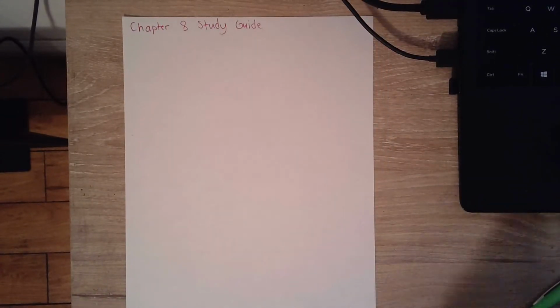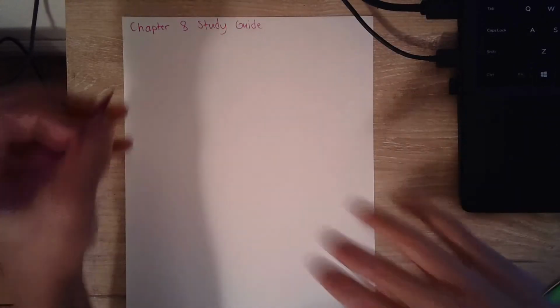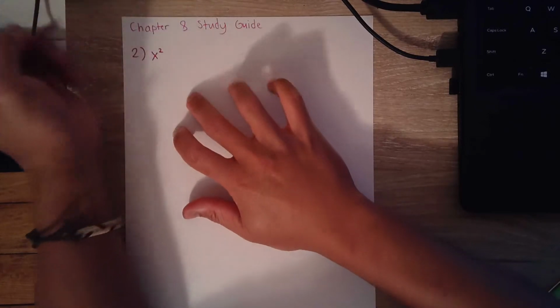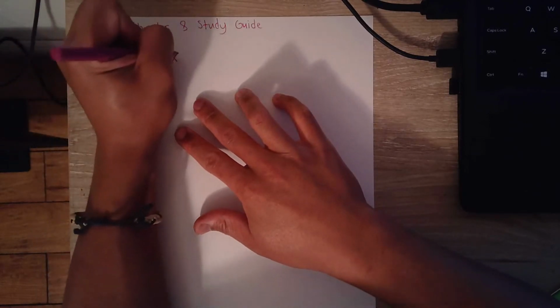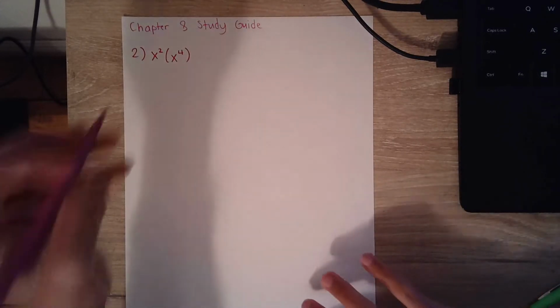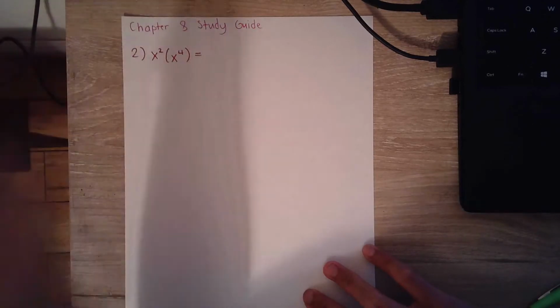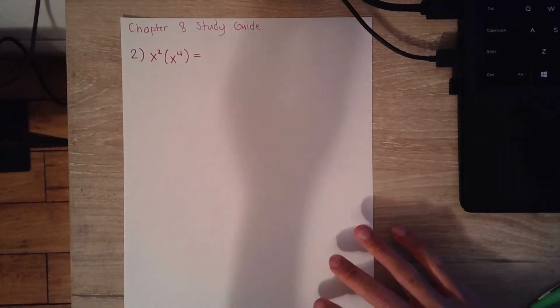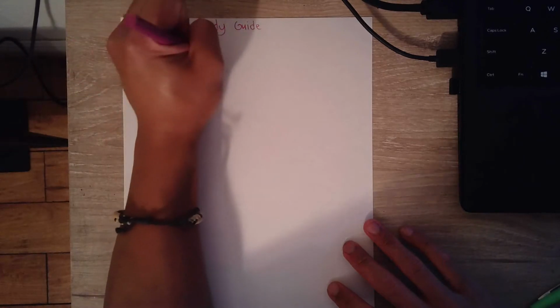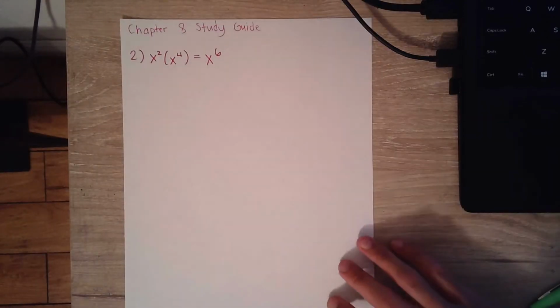All right, let's jump into question number 2. We have x squared multiplied by x to the 4th power. All right, so we have the same base x. Since we have the same base, our exponent rule tells us we go ahead and add those exponents. 2 plus 4, that gives us x to the 6th power.